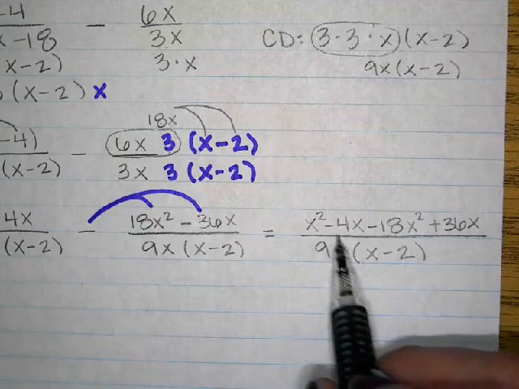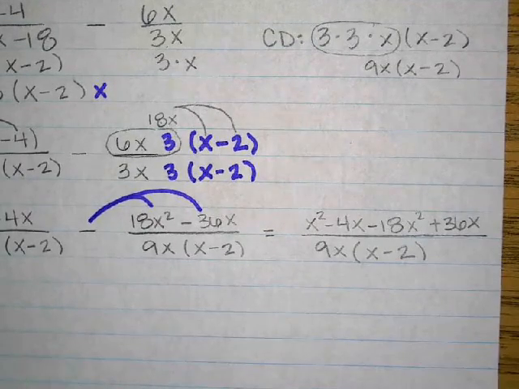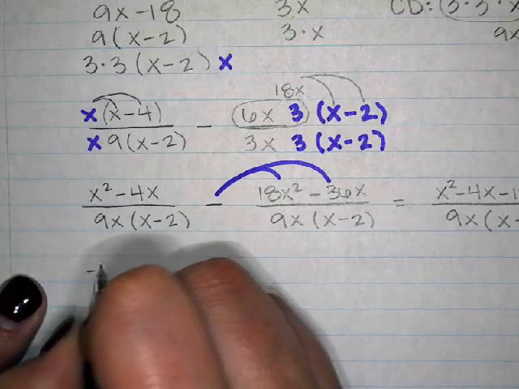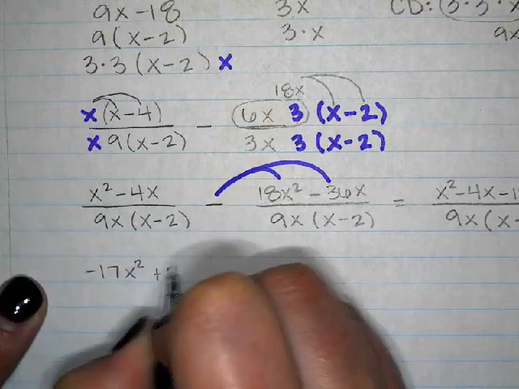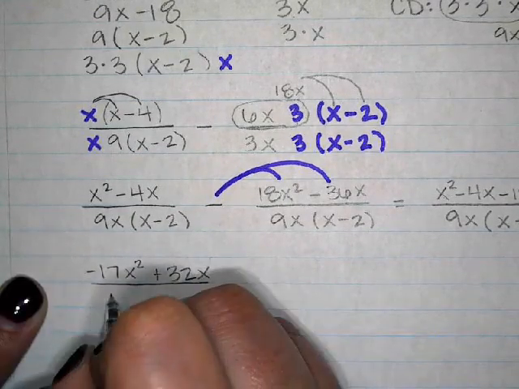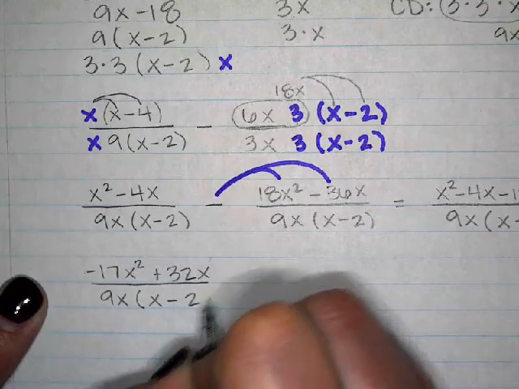So if we combine like terms, what do we get? 16x squared plus 32x. And we don't have much factoring that can be done, but we do have a little bit.